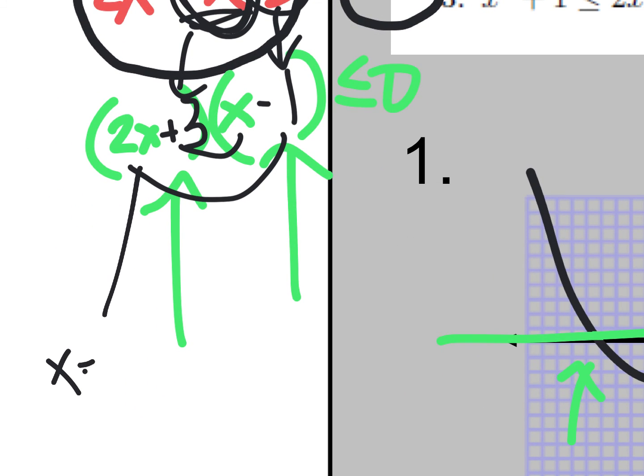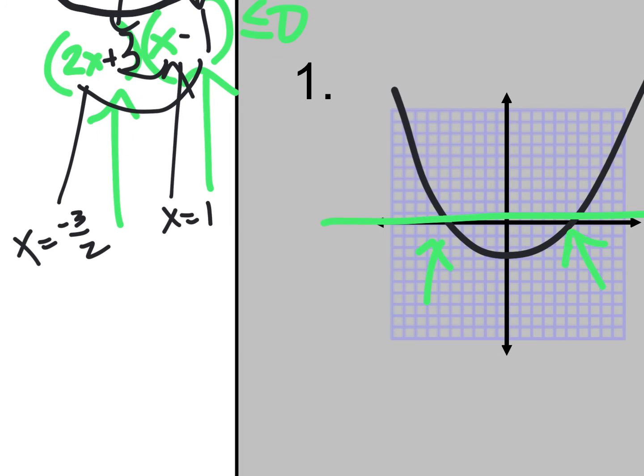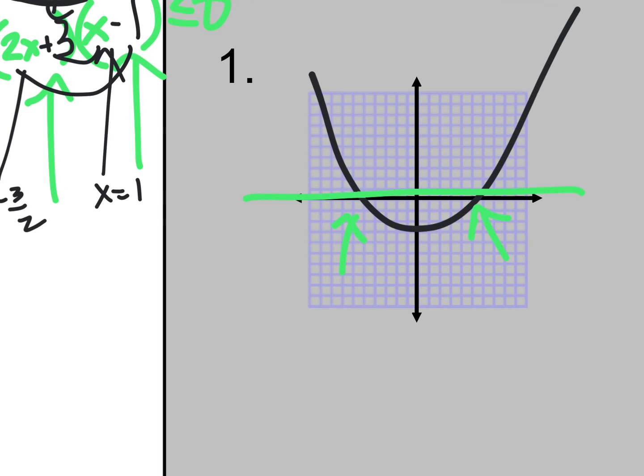It's x equals negative 3 over 2 and x equals 1. That must be these two guys. 1 and negative 3 over 2. I obviously was just kind of slapping those in. I didn't know exactly where this was.